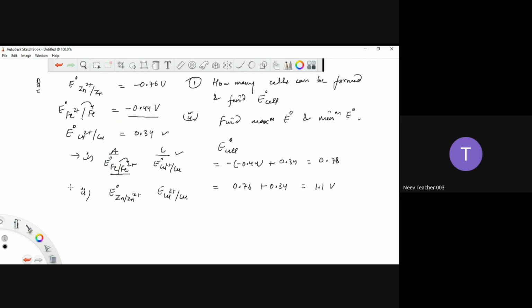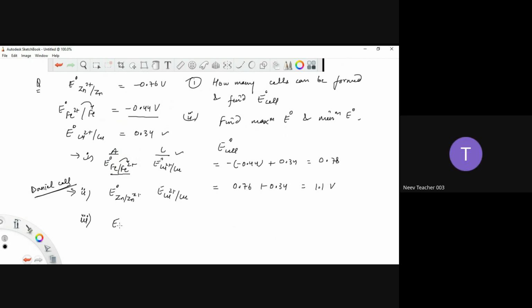This combination is basically a galvanic cell, but it has one proper name. What is it? Daniel cell. We call this combination a Daniel cell. Then the third will be E naught Zn to Zn2 plus and E naught Fe2 plus to Fe.